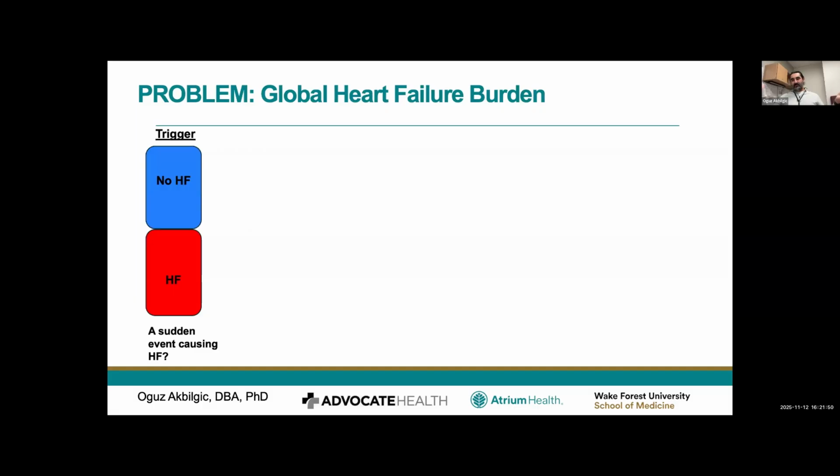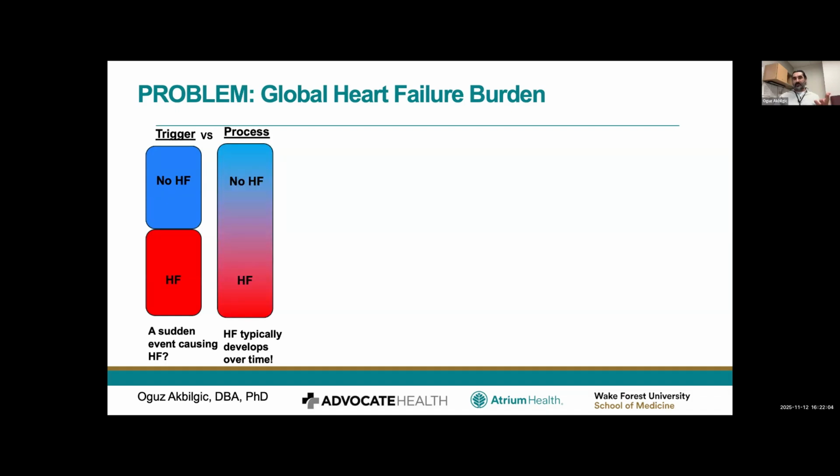So we focused on the burden of heart failure. Heart failure is a global burden, not only in the United States, but in the entire world. But it is not a trigger event. It's not like we wake up one day and now have heart failure when we didn't have it yesterday. It is actually a process. There's a time we are free from heart failure, and then it develops over time, until one day in our life we start having symptoms of heart failure. There are risk factors of heart failure.